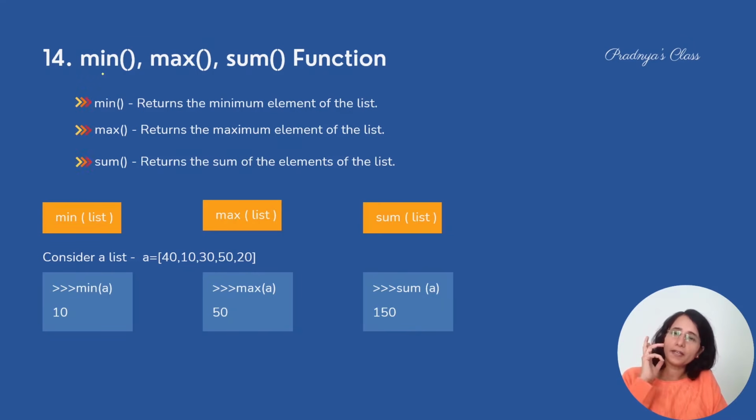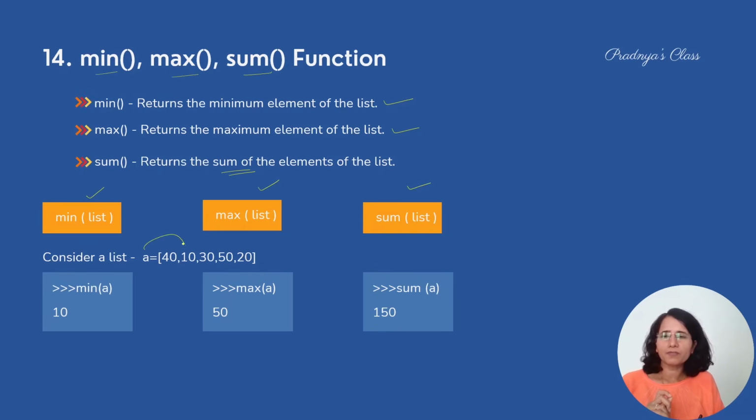Finally, we are at the end of the list of the functions and methods, and the last category of functions are these three functions. One is min, one is max, and one more is sum. Min returns the minimum value from the list, max returns the maximum value from the list, and sum calculates the sum of the elements of the list. So this is very simple. Here is the syntax for this, and here is the simple example.